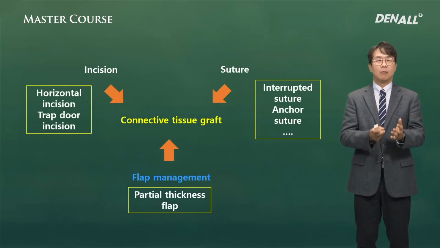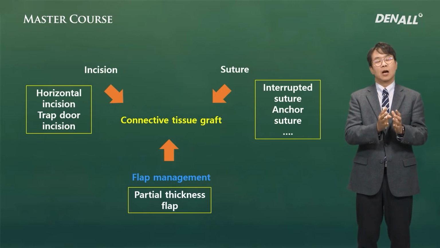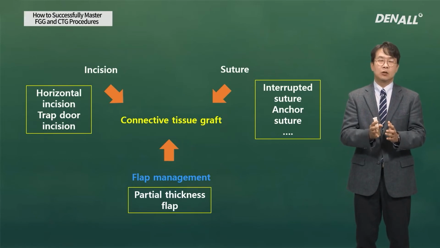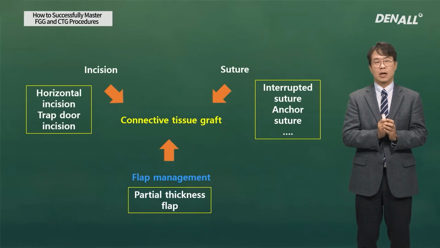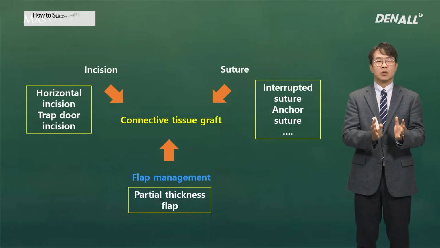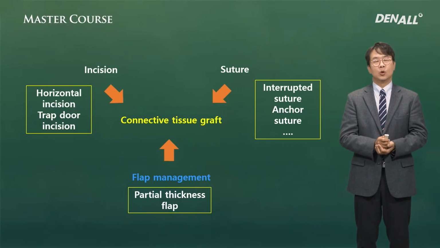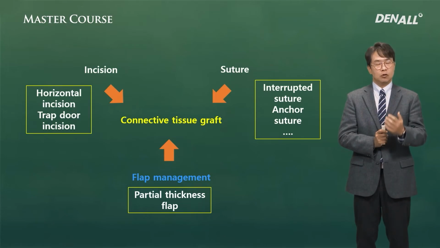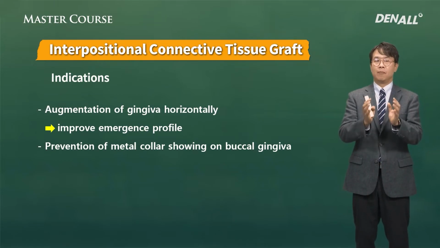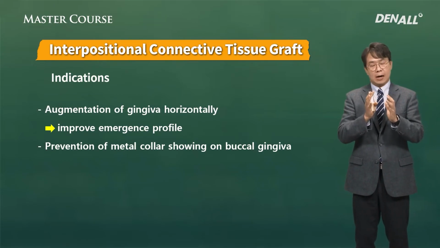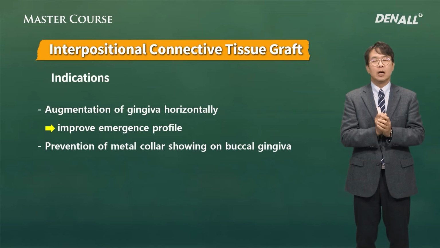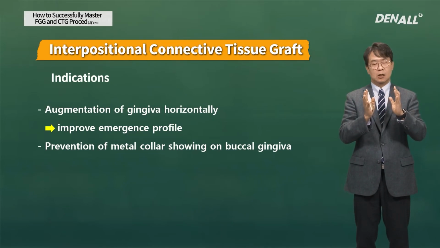There are many different approaches. Horizontal incision can be made, and the trapdoor design can be used as an incision for donor site, and partial thickness flap needs to be made in the donor site. In both recipient and donor sites, various suturing techniques can be used, and additional surgical site is required, similar to free gingival graft. As I said before, why do we need interpositional connective tissue graft to increase the thickness of tissue? When we apply prosthesis later, it can improve the emergence profile.